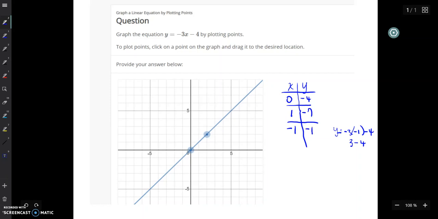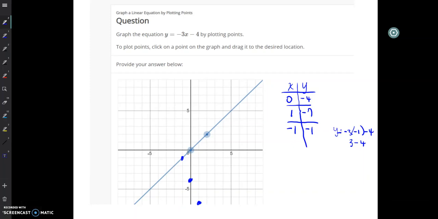Now, if I was doing this on paper, I would be looking at the points (0, negative 4). X is 0, y is negative 4, which would be right here. (1, negative 7), which would be here off the page. And then the last one was (negative 1, negative 1), which would be this and this. Now, all of those are lined up, so I'm pretty confident that I've got the correct graph here.